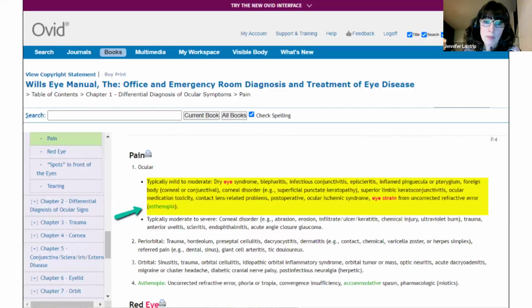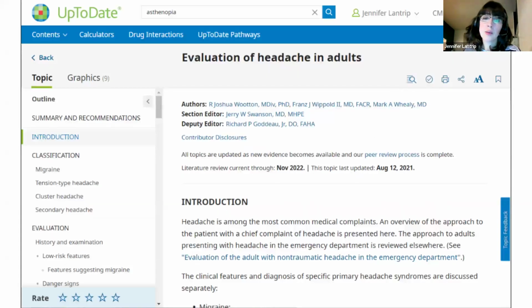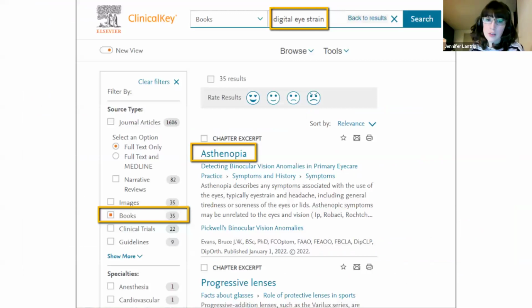Wills Eye Manual is an example of a background source. Here we're looking for information about digital eye strain and found a section on ocular pain. UpToDate is a point of care source and is used by medical professionals to quickly access information about a specific condition and see recommended treatments. ClinicalKey is another excellent source.